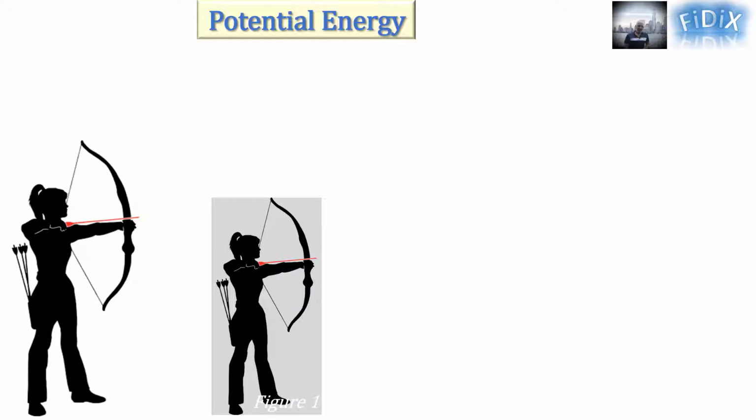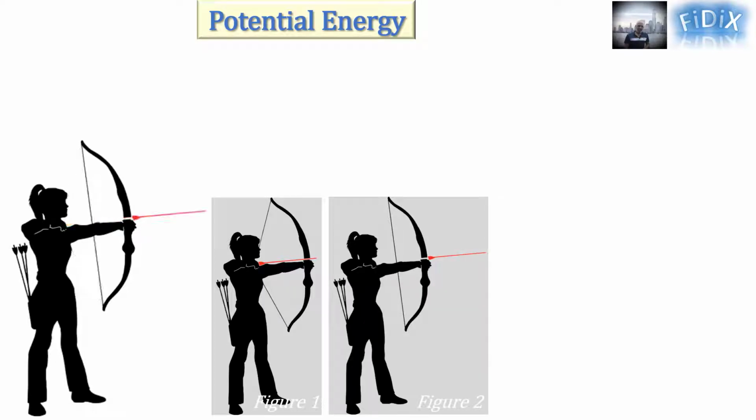Once the archer releases the string, as we can see in figure 2, the string reverts to its initial shape and size, and the arrow is shot and is in motion. So at the beginning in figure 1, no energy is detected, but then in figure 2, we can say that the arrow has kinetic energy since it is in motion.